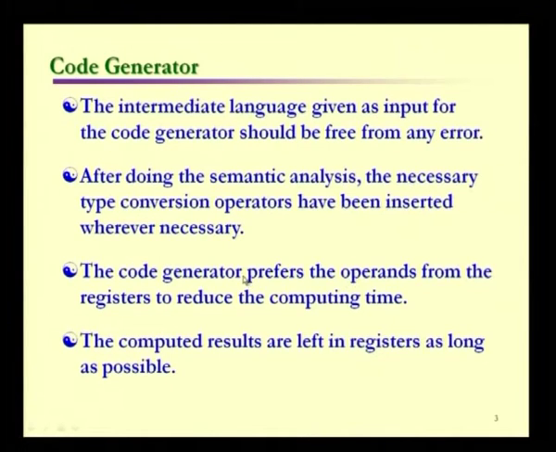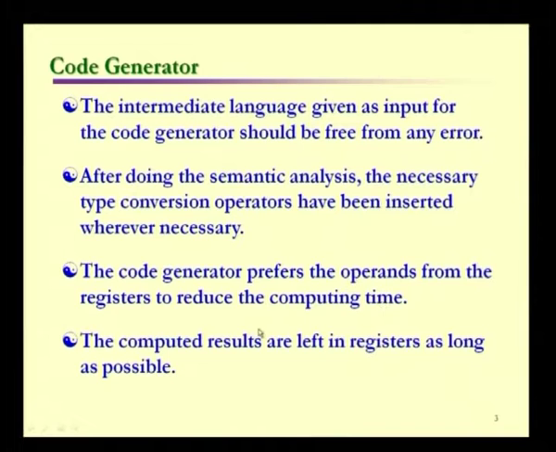So, the code generator prefers the operands from the registers; that is the normal scenario. There are two cases: the operands may be available either in memory or in registers. If they are available in memory, it takes more time to fetch them for the computation. But if they are available in the registers, they will take less execution time, and the instruction size is also going to be less, provided the operands are available in the registers.